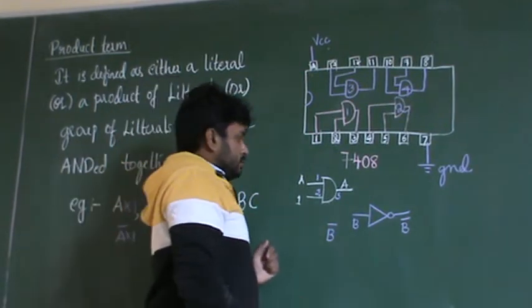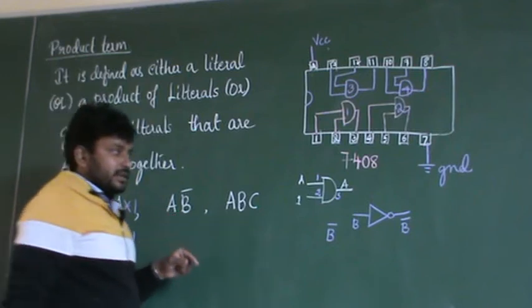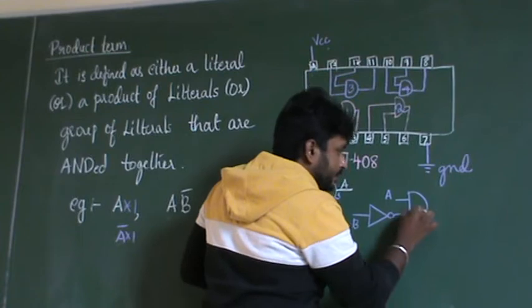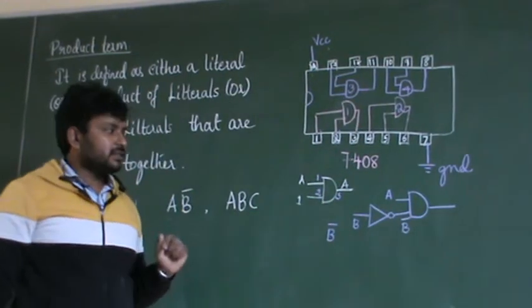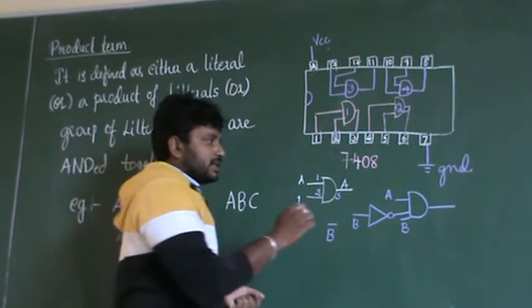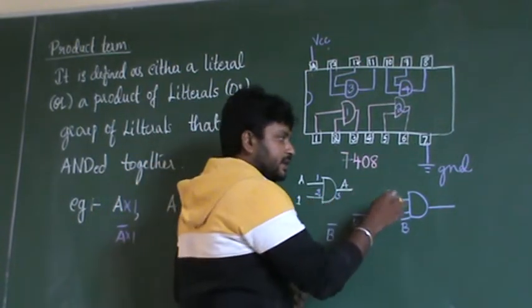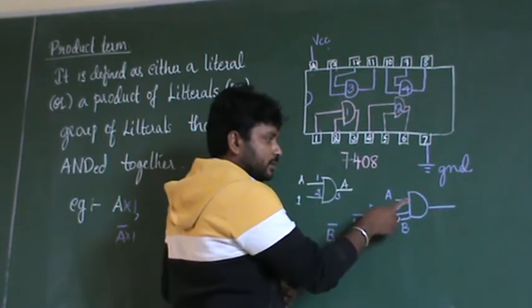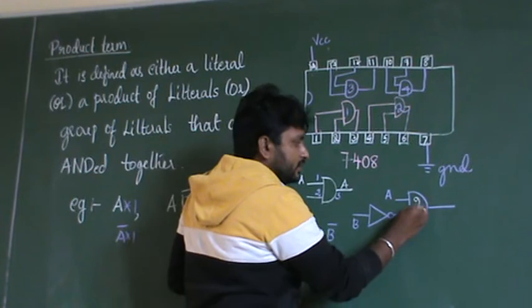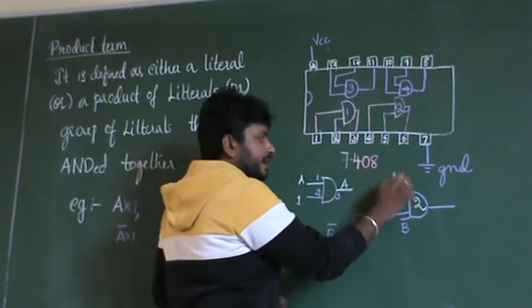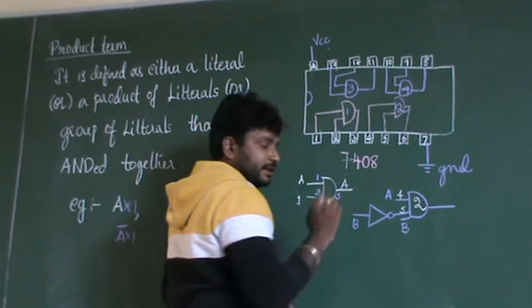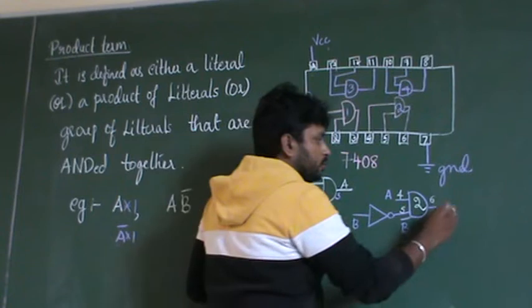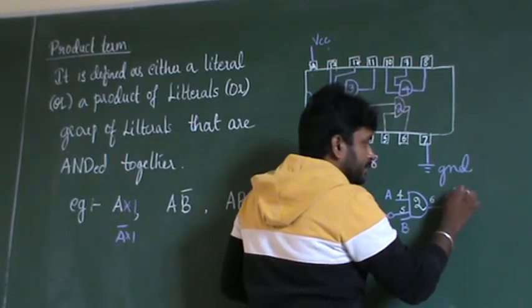Next, what is the other letter? It is A. So I will give A here and give it to the AND gate. This is the AND gate. The second AND gate I am using here. What is the input number for the second AND gate? It is 4 and 5. So therefore I use 4 and 5 here. What is the output of the second AND gate? It is 6. So therefore you will be getting A and B bar.